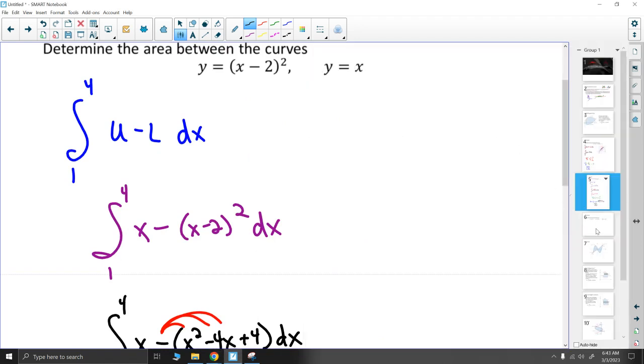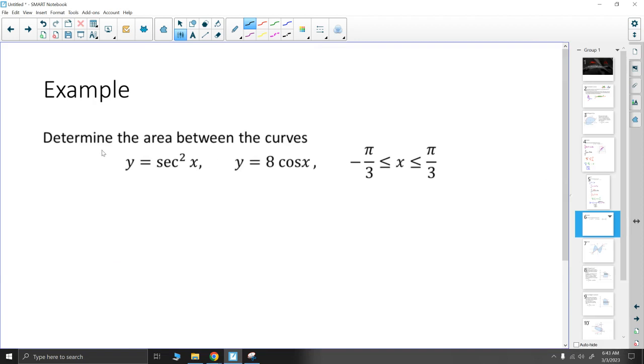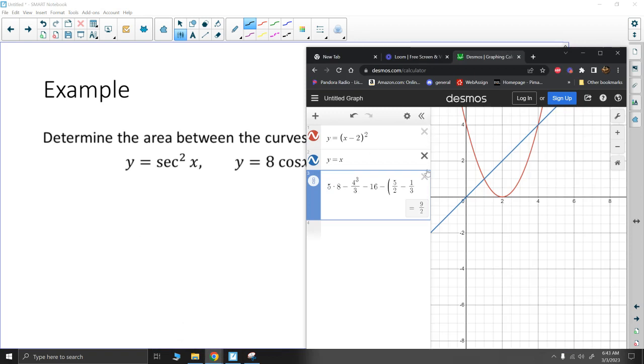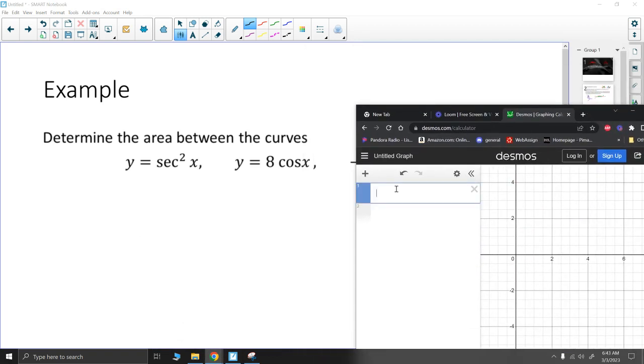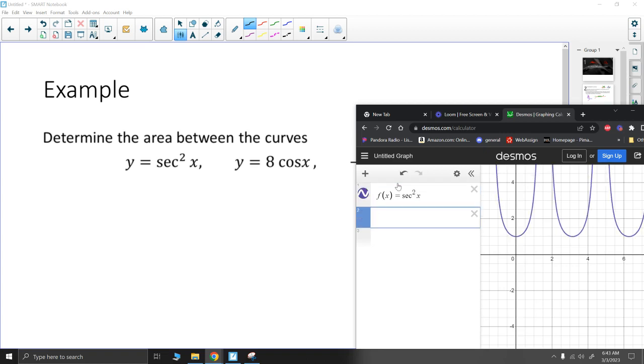Okay, let's do another one. Determine the area between these curves. We have the area between secant squared x, 8 cosine x, and it's on this interval here. So now we have some interval restriction. Okay, so if you want to do interval restrictions on Desmos, we can do that. I'll do that in a sec. Let's just write this. F of x is secant squared x, and g of x is 8 cosine x.